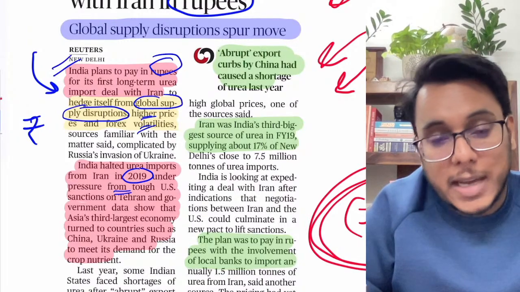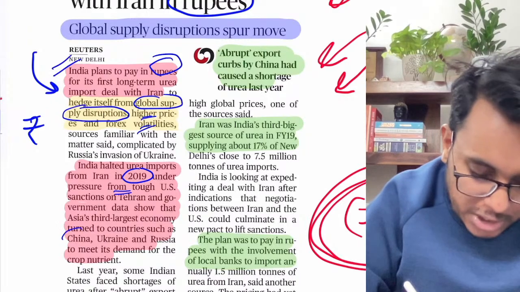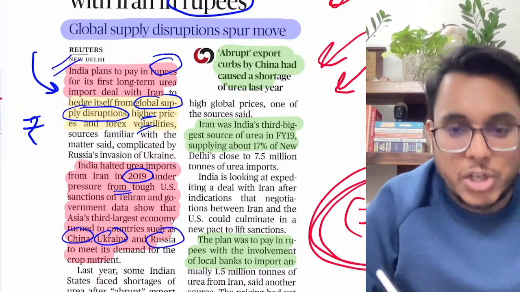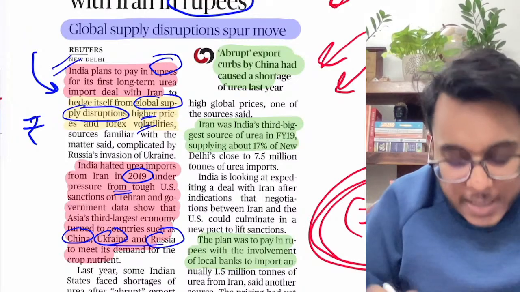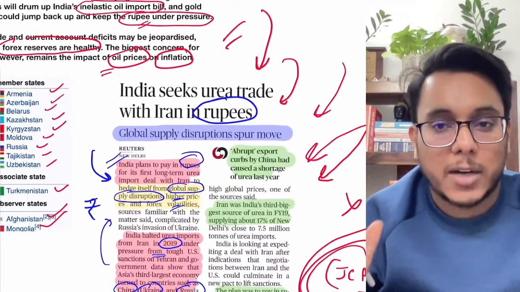And at that point of time, our dependence for urea actually increased on other countries such as China, Ukraine and Russia. Now out of these three countries, Ukraine and Russia are in a crisis. So again we are going back to Iran. Again, we are going back to Iran.